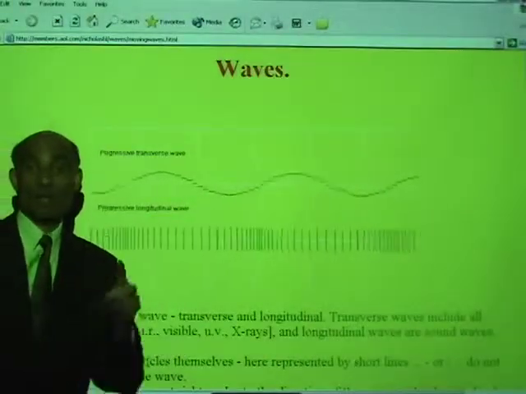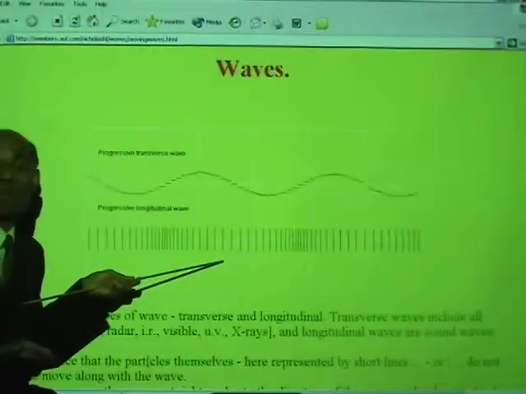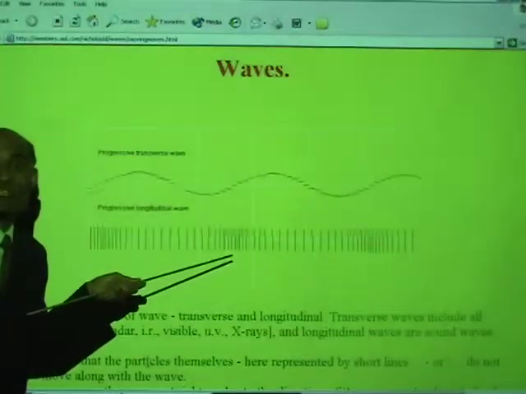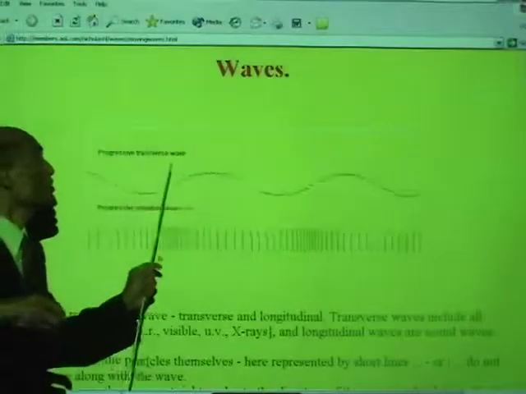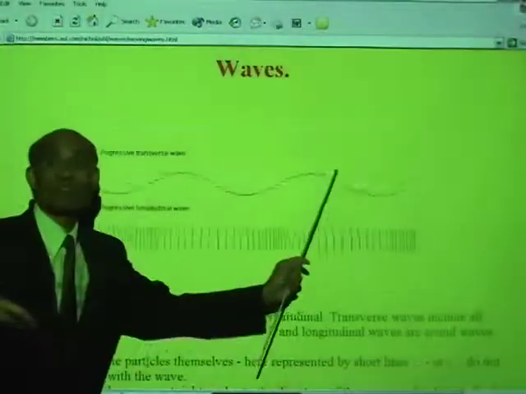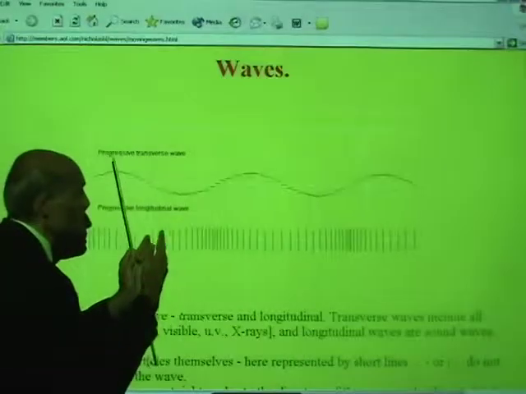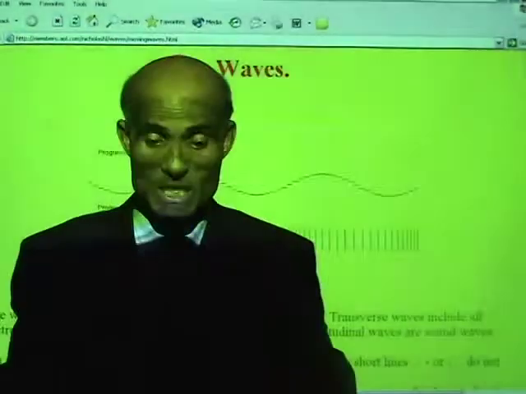Alright, I want you to distinguish between a transverse wave and a longitudinal wave and see what the distinguishing characteristics are. A transverse wave has crests and troughs. A longitudinal wave has regions of high density and regions of low density.